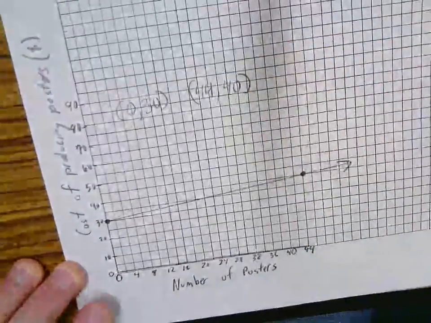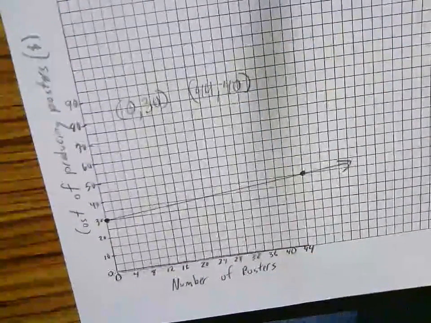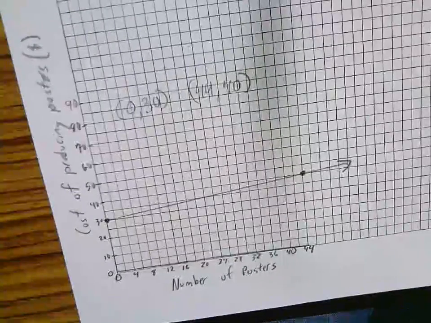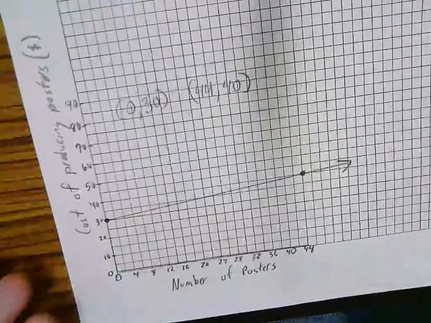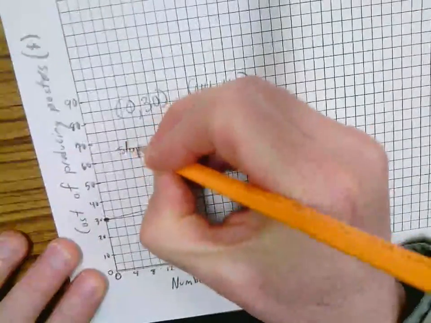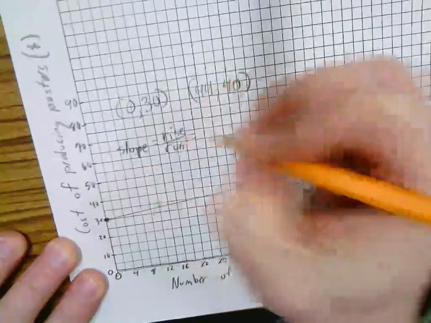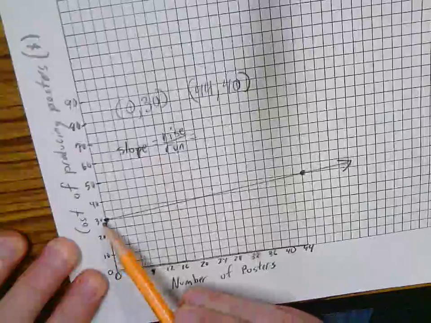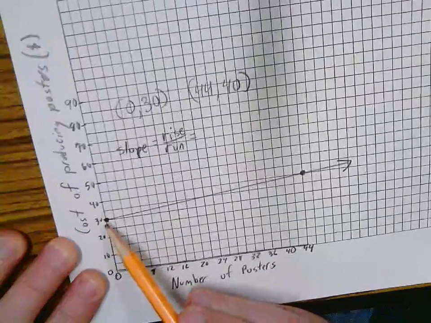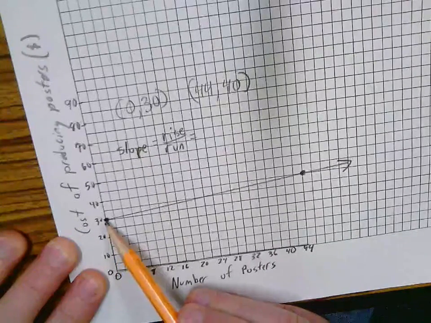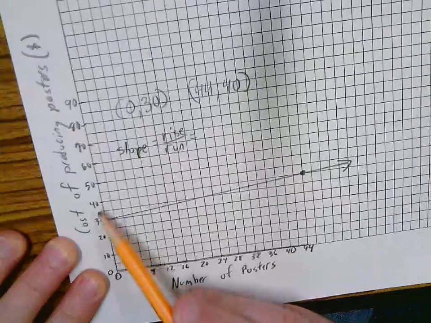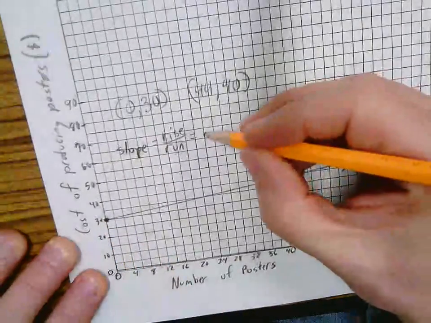Okay, so once I have those 2 points, I can find the slope between those 2 points. Slope is rise over run. And the rise, in this case, how far up do I go? Well, sometimes it's pretty easy to just count them. I'm going up from 30 to 40, so I'm going to do a rise of 10. But a lot of times it's hard to see that on the graph.